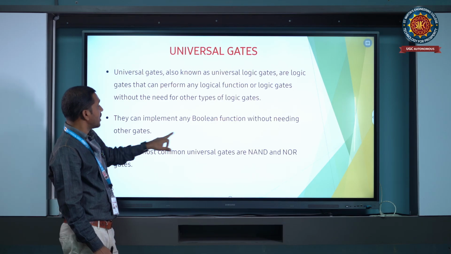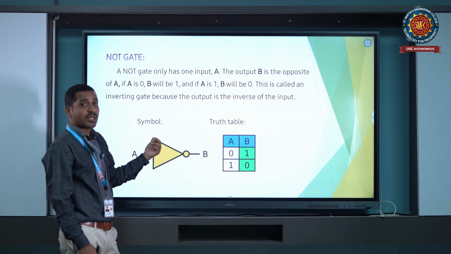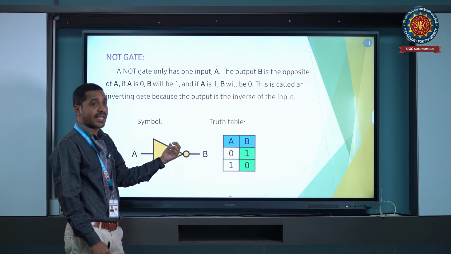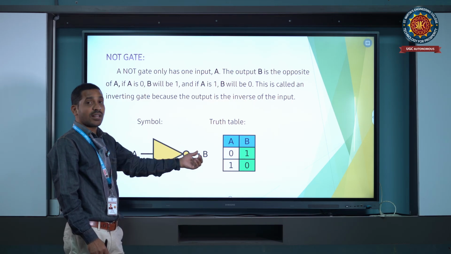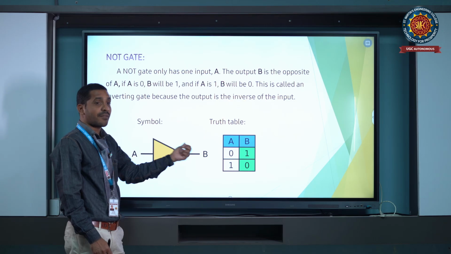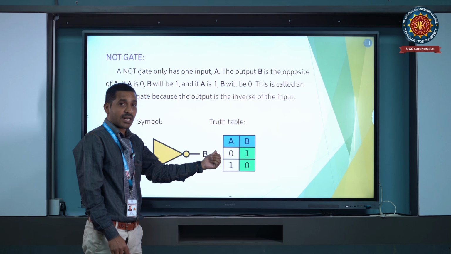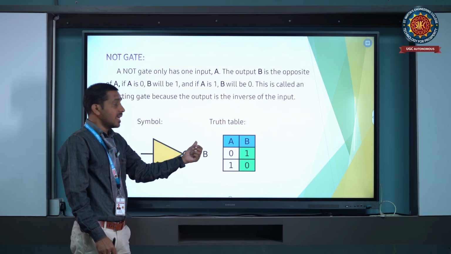Next, the NOT gate. The NOT gate has a single input and produces a single output. It is called an inverting gate, because its output is the complement or inverse of the input. So for input A, the output is A bar.